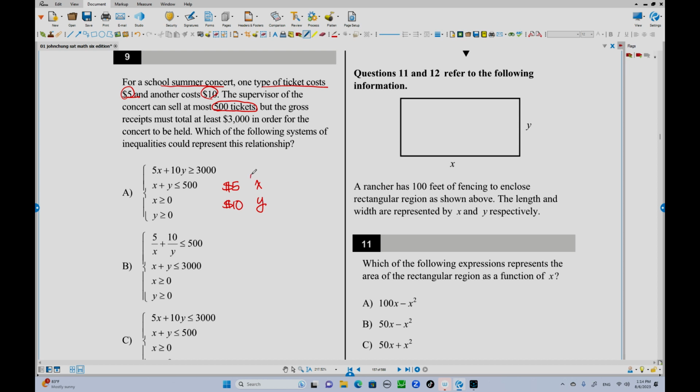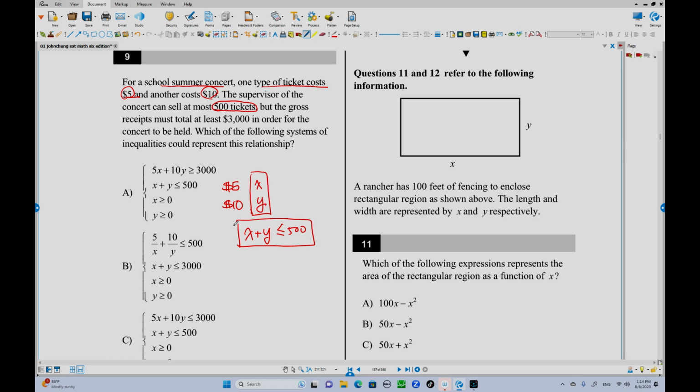The sum of these two is the total number of tickets. At most, x plus y should be less than or equal to 500. The space is not that big, only 500 chairs.